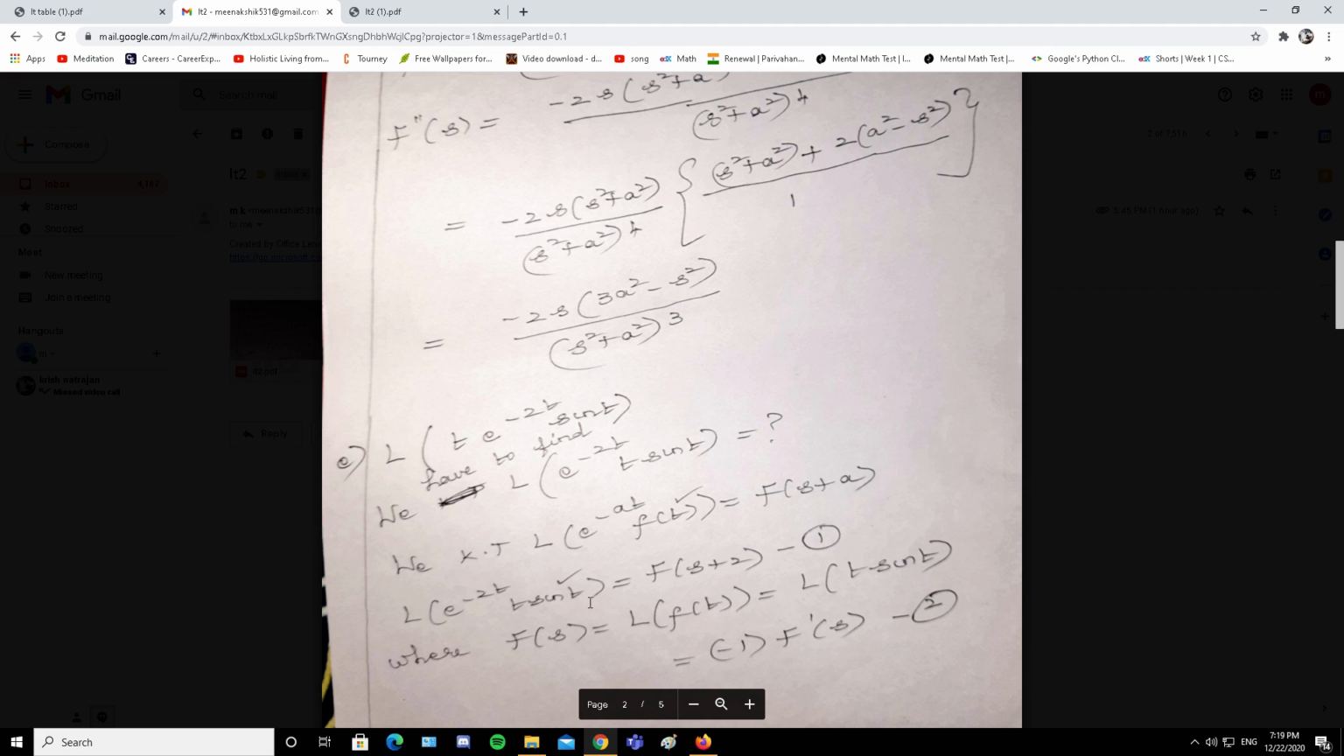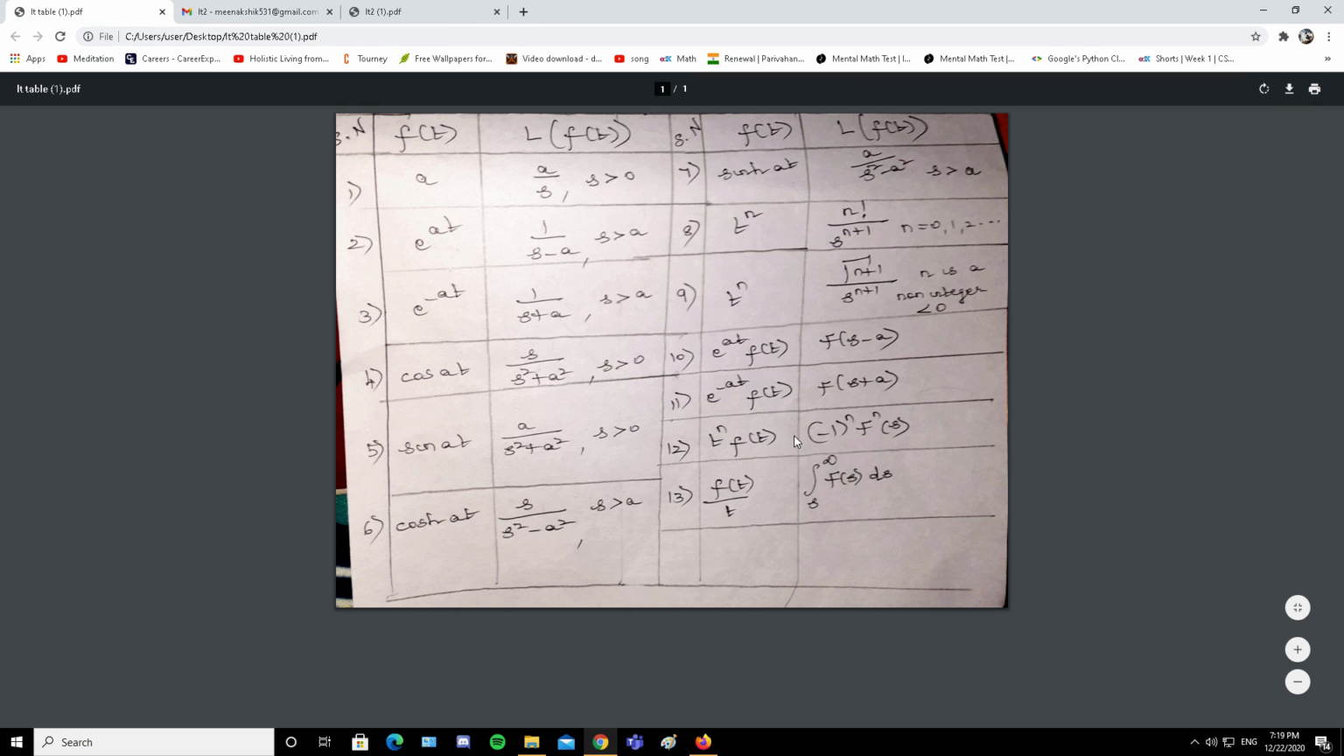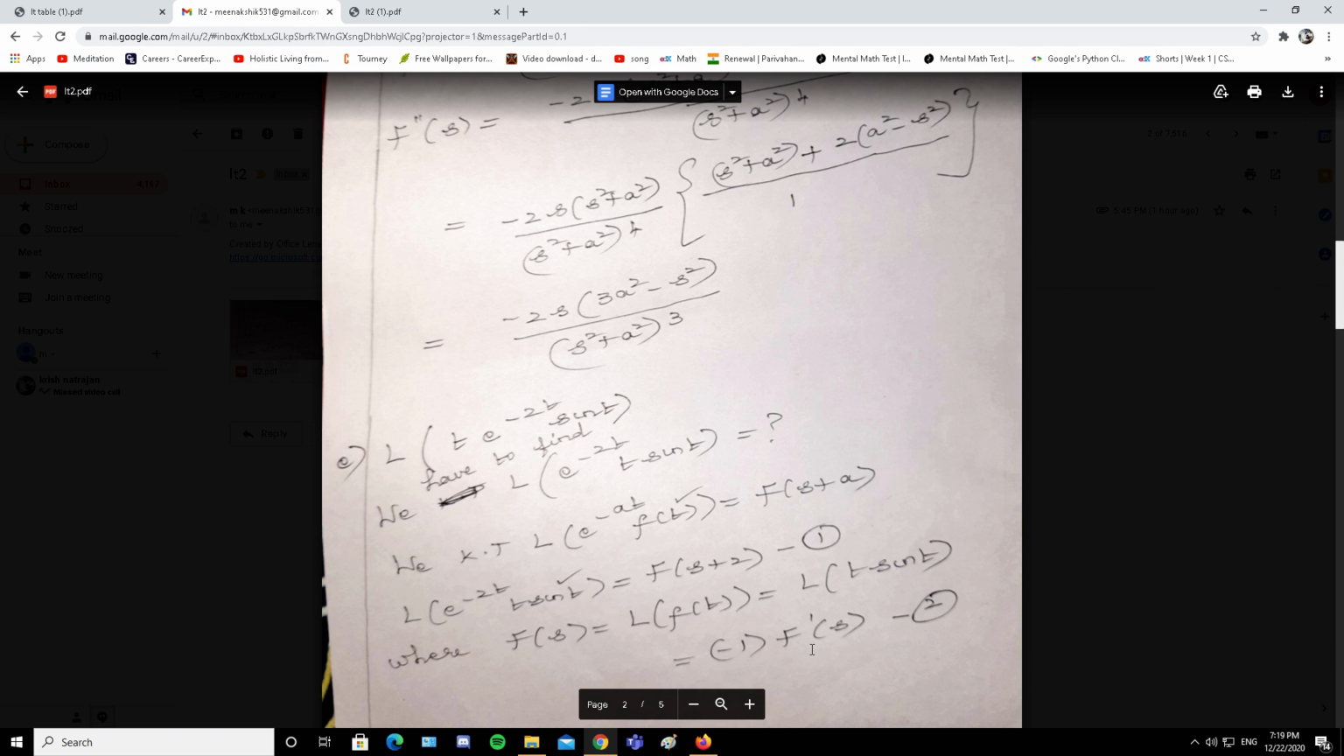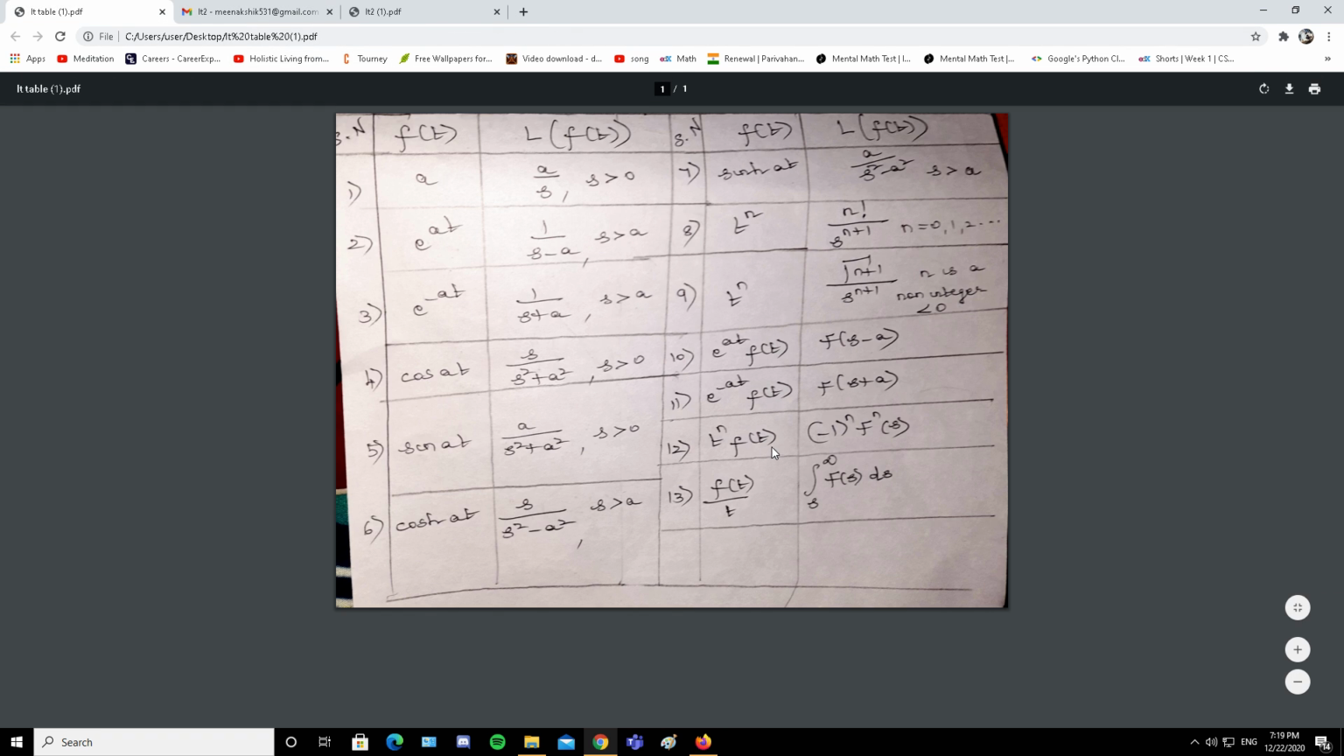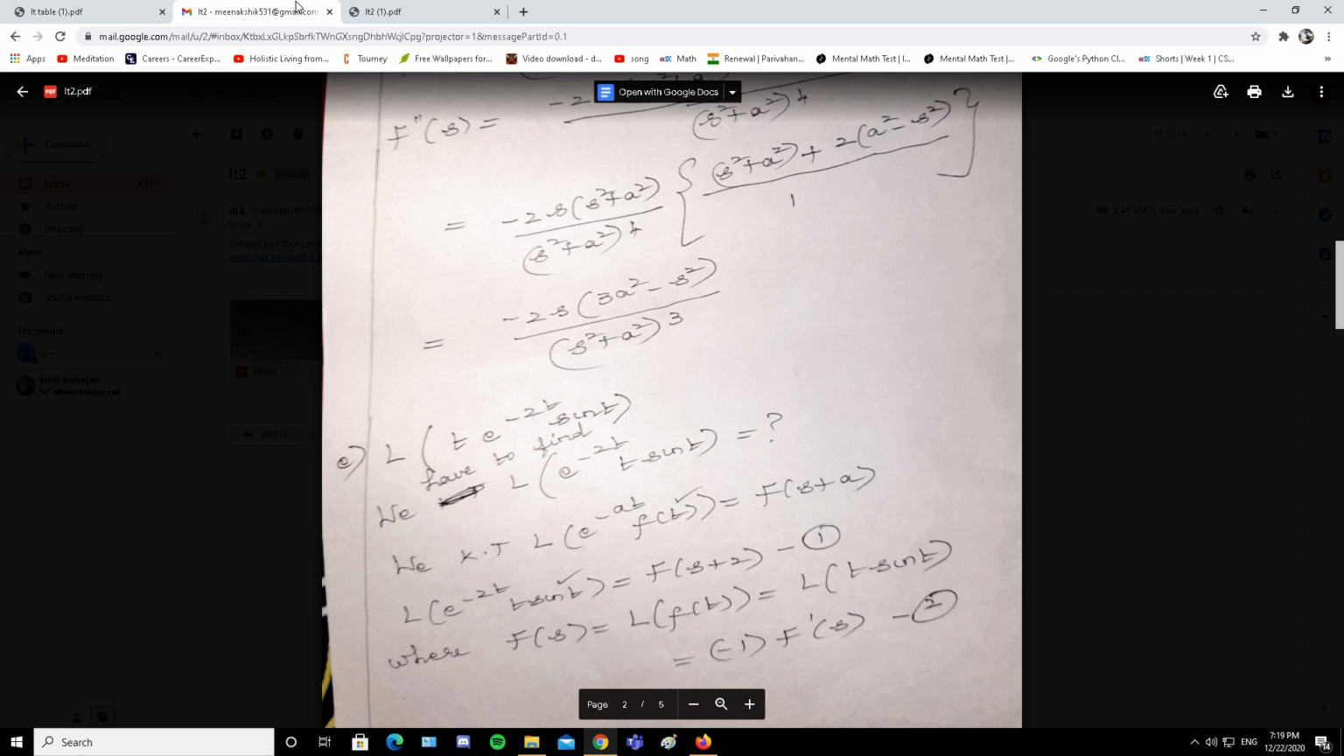What is f of t? It is t sin t. So what is Laplace of t sin t? It is minus 1 into f dash of s. Here n is 1, so you have minus 1 into f dash of s.